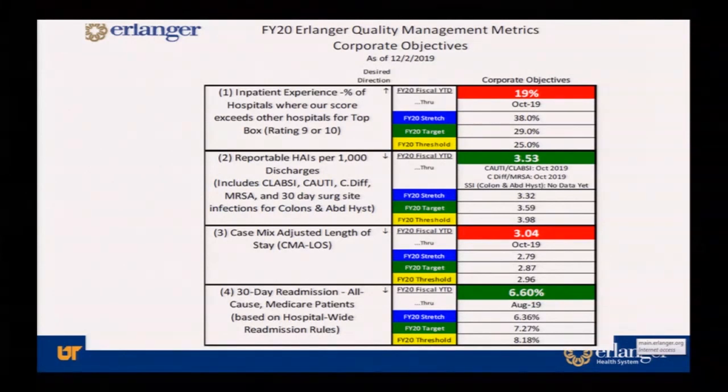And what's the hospital experience? So what's patient experience? What are the reportable hospital-acquired events and infections, and that includes CLABSIs, CAUTIs, C. diff, MRSA, and 30-day surgical site infections. And then what's the case mix adjusted length of stay? That's another one of the goals that the system has. And finally, 30-day readmissions. Now, this is all on the adult side.